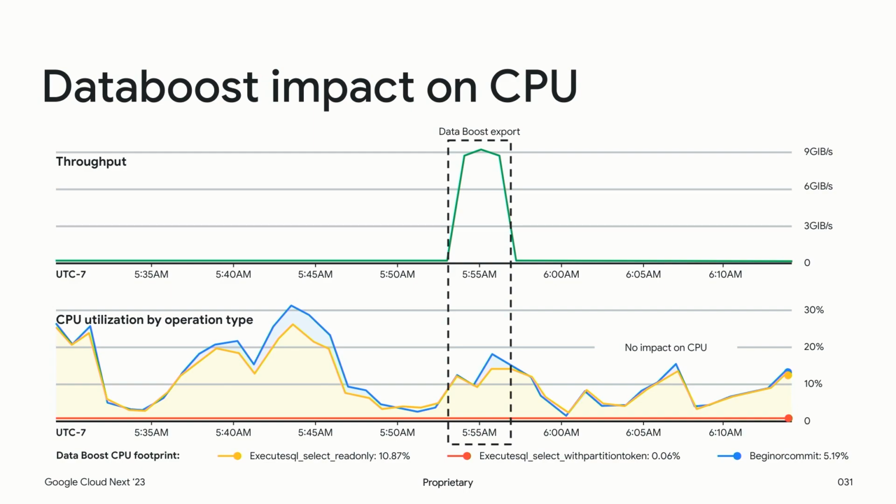The yellow and the blue lines you see here are the CPU from your OLTP and transactional traffic. The red line, which is pretty flat here, is the impact of running Data Boost. So the TLDR here is there was absolutely no impact of running an analytically heavy query on your operational traffic, right? That was pretty amazing.